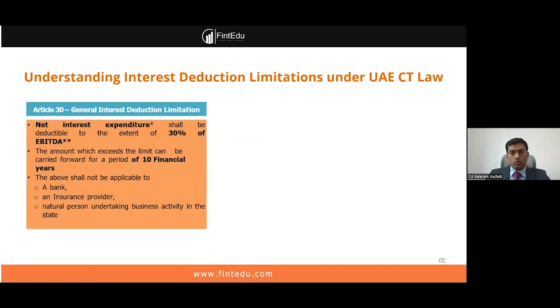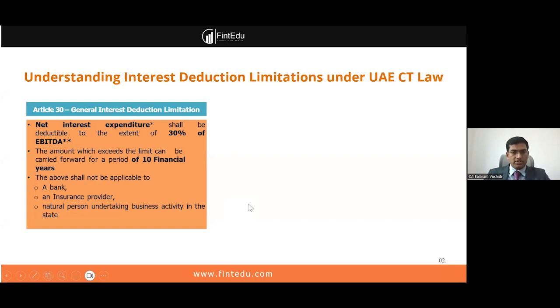So now let's look at what is mentioned in the law in UAE with respect to this interest deduction limitation. As I mentioned in the previous slide, net interest expenditure shall be deductible to the extent of 30% of EBITDA. EBITDA means earnings before interest, tax, depreciation, and amortization. So you calculate interest against your EBITDA, and if that percentage is 30% or more, then you'll have to look at that. If it is less than that 30%, you can take the entire amount as deductible amount.